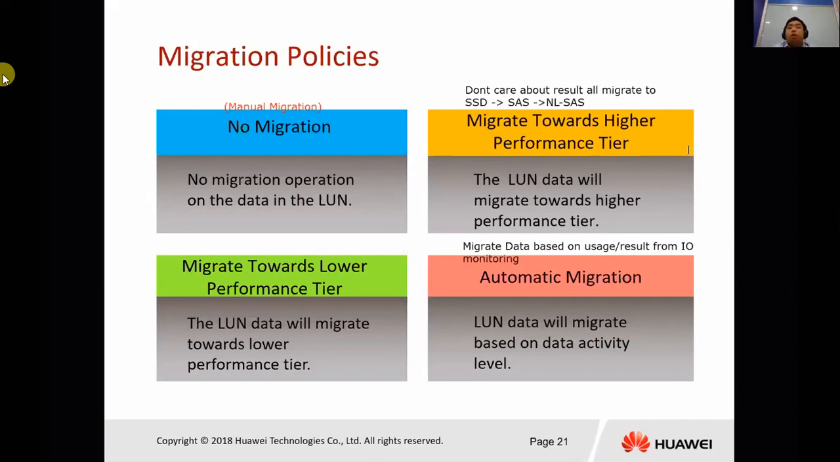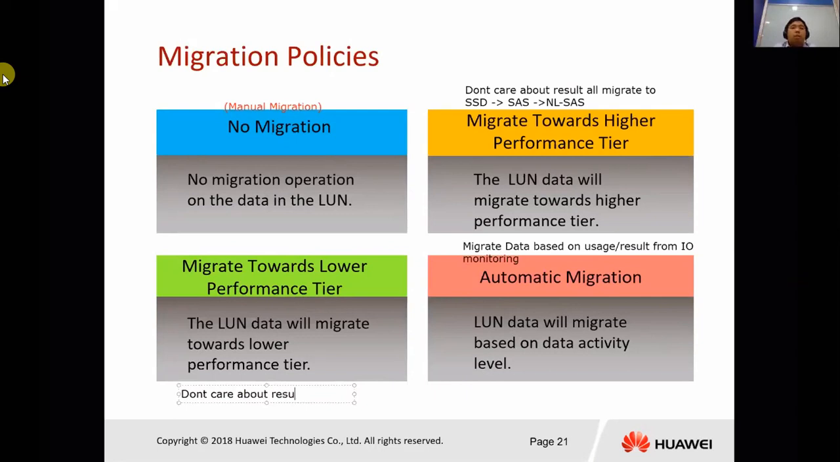You don't care about the result. You don't care about the monitoring. I don't care if you're hot, warm, or cold, go to SSD; if SSD is finished, go to SAS. So this is basically migrate towards high performance tier. This one, migrate towards lower performance tier, is the same thing. Do not care about the result.